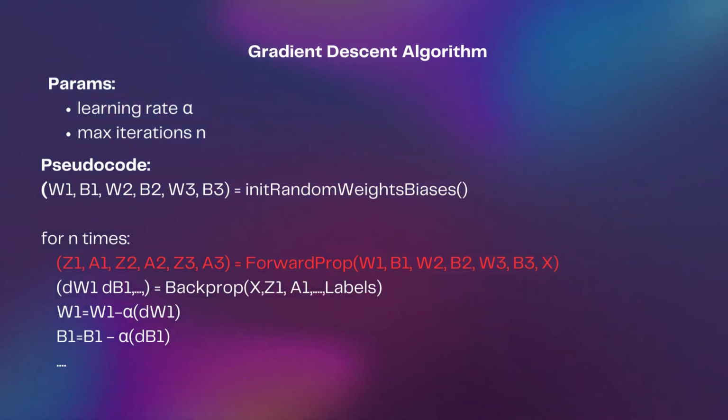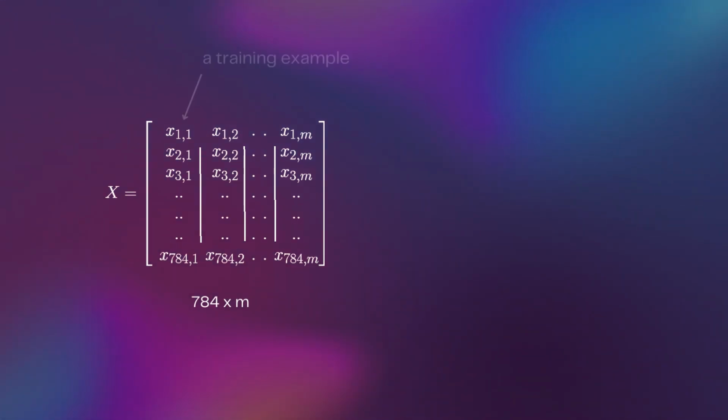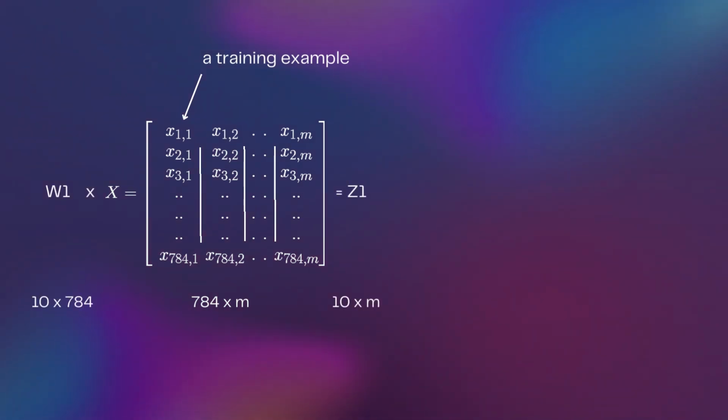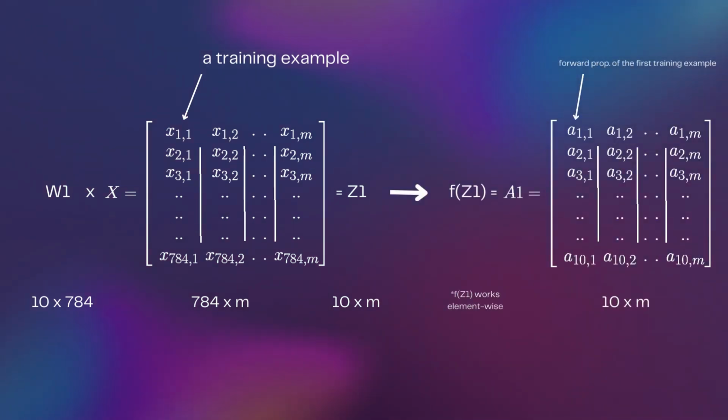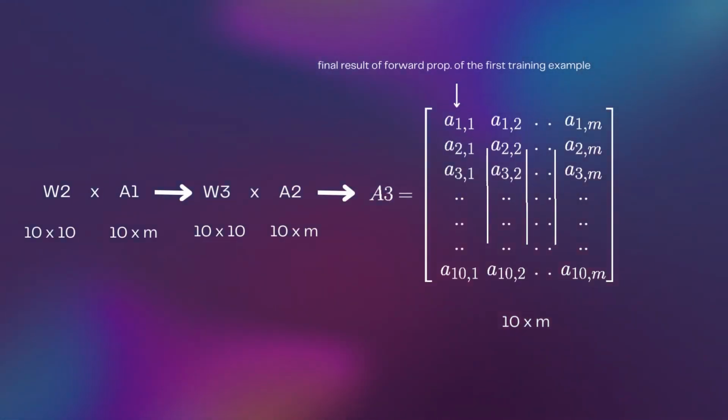Then, as many times as we decide, we perform the forward propagation over the entire training set in one shot. If you think about it, the training set is a 784 by m matrix. Every column corresponds to a training example, so m is the number of examples. If we perform the linear combination between the weight W1 and the training set, the result will be a 10 by m matrix. Every column is the result of the first layer for every training example. If we go on, the result of the network will be a 10 by m matrix, very easy. And this is how we perform forward propagation on the entire set.